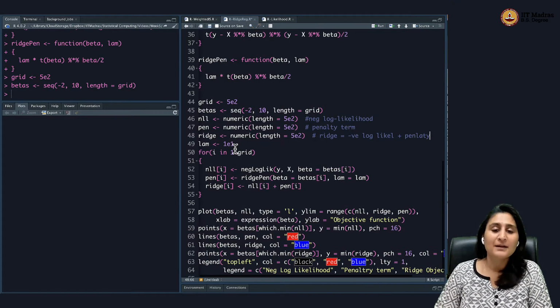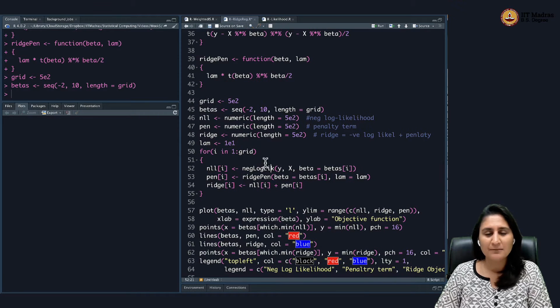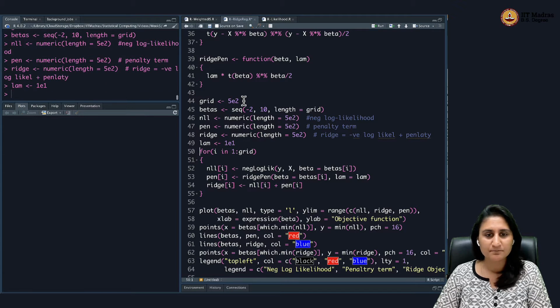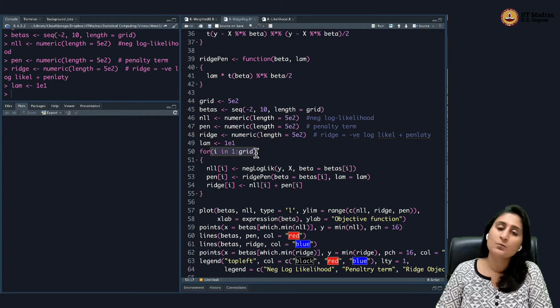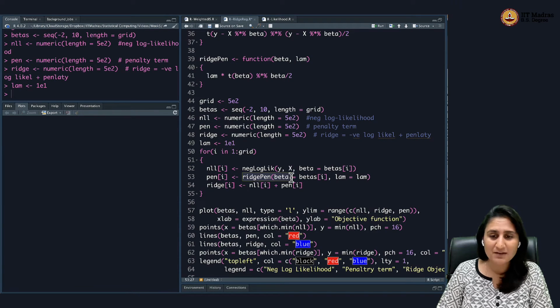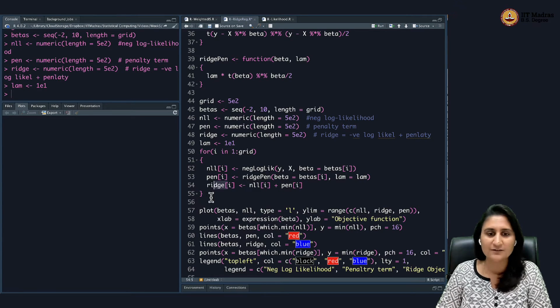I'm going to do it maybe for different values of lambda, but first I'm going to just fix lambda to be equal to 10. So once I do this, for each i going from 1 to the length of the grid of values, it's going to calculate the negative log likelihood for our observed data for the ith value of beta. Then it's going to calculate the ridge penalty for the ith value of beta. Then it's going to add up the negative log likelihood plus the penalty to get the ridge term, the ridge objective function.